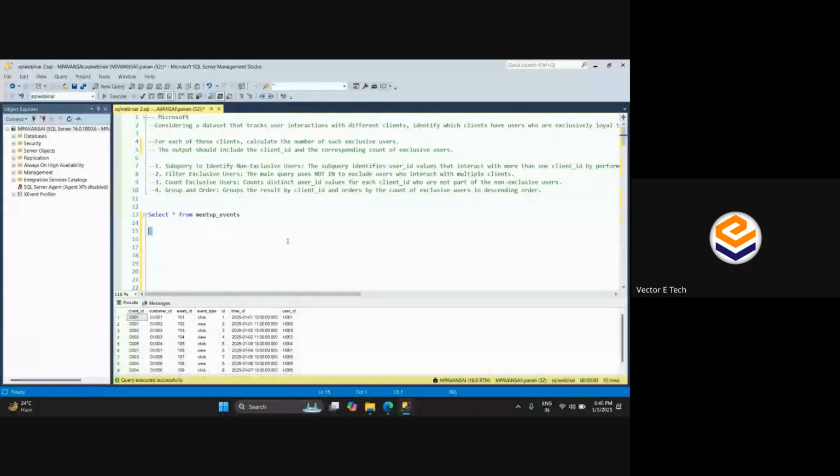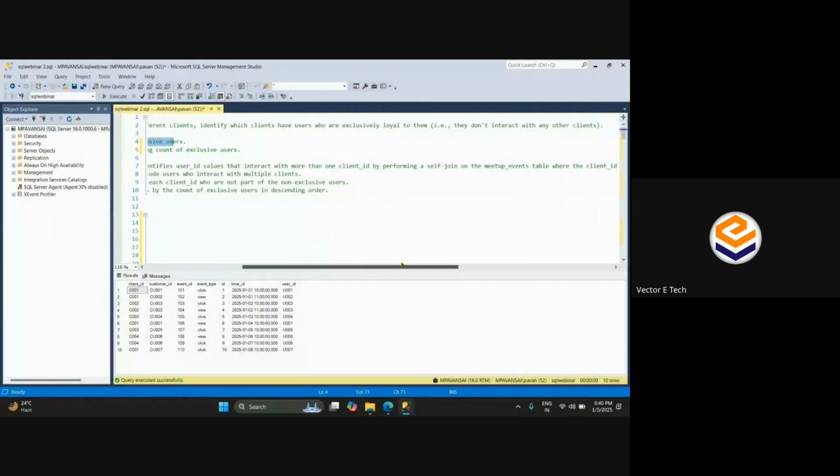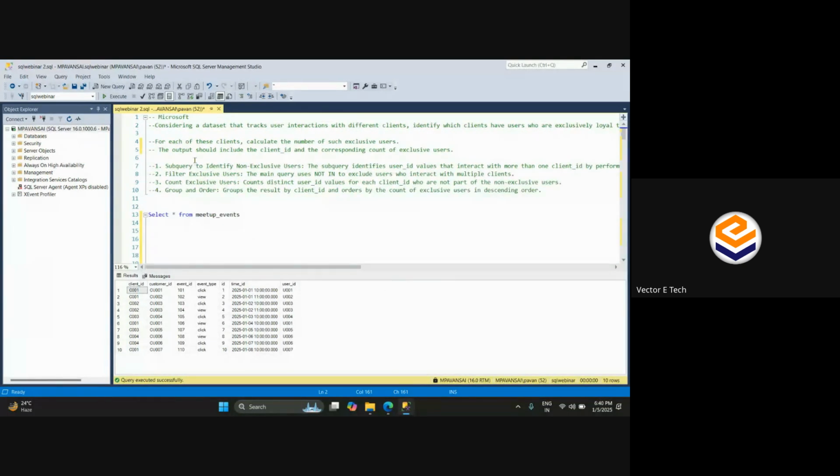Okay, thank you. So this is a query which is asked in Microsoft. Here is a data set where there are certain clients who interact with respect to work, and the customers who are loyal. We have to find those clients who are loyal to the organization. For each of these clients, we want to calculate the number of exclusive users who are loyal to the organization and don't interact with any other clients. The output should include the client ID and the corresponding count of exclusive users.